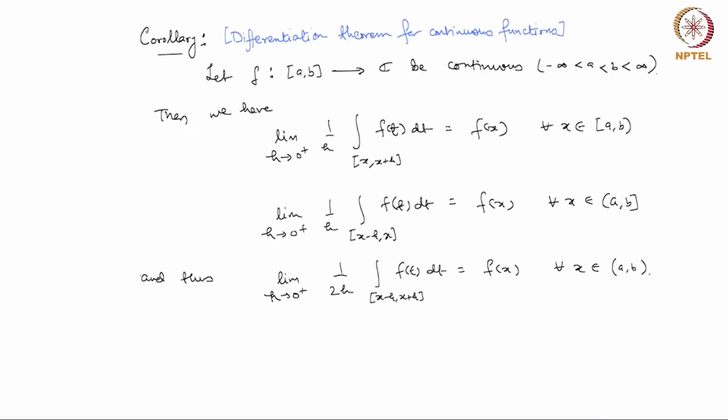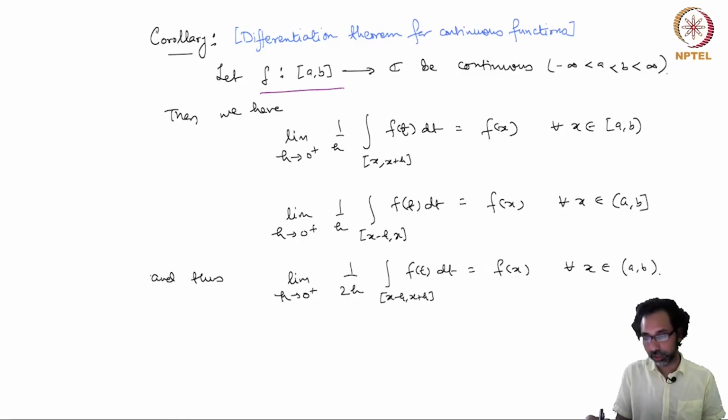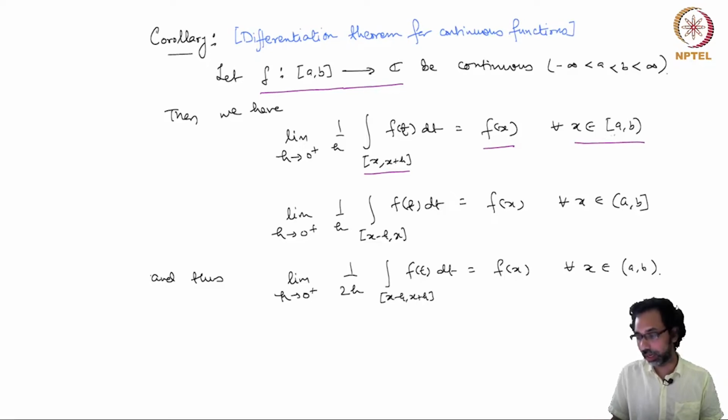So from the proof, we obtained the following corollary, which is called the differentiation theorem for continuous functions, and it says that if f is a continuous function on a compact interval with values in the complex numbers, then we have that the limit as h goes to 0 from the right of 1 over h times the integral of f over the interval x to x plus h is exactly f(x). This is for all x in [a, b), where a is included and b is excluded.